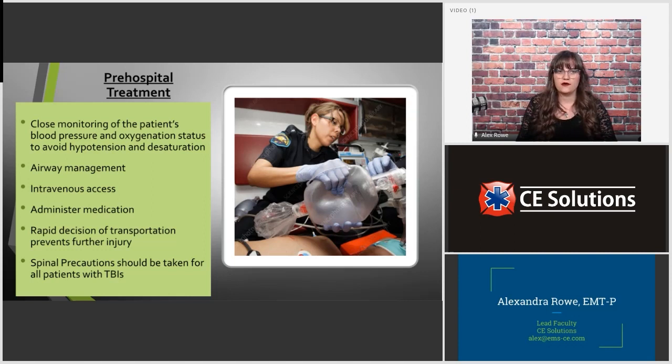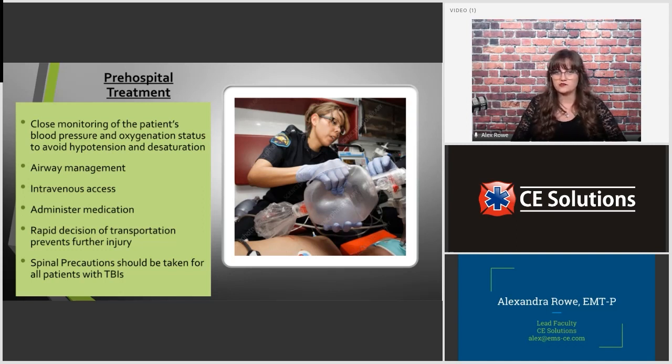We want to pay attention to airway. They may need you to take over their airway or assist their ventilations or just provide oxygen. Just depends on how severe. Obtain IV access for ALS providers. That would greatly be recommended. You may end up having to give medications, especially if they're hypotensive. So yeah, administer medications.